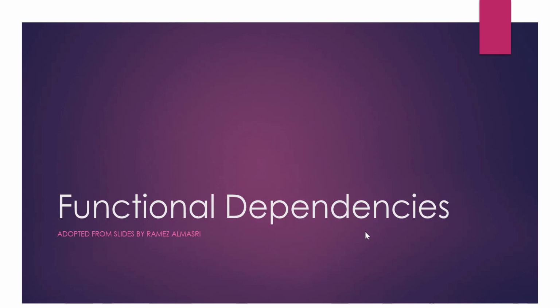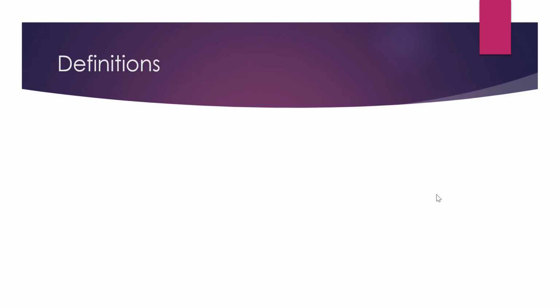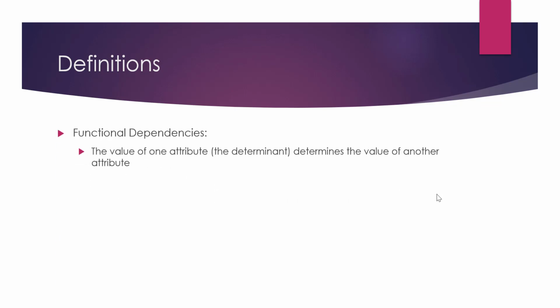In this video, we will look at functional dependencies, which is an important concept that we'll be using in our normalization process later on. So let's start with some definitions. A functional dependency means that the value of an attribute will determine the value of another attribute in that relation. For example, the student ID will determine the name of that student because the student ID is unique in our relation. So again, the value of one attribute will determine the value of another attribute.